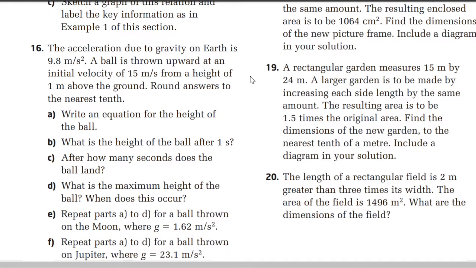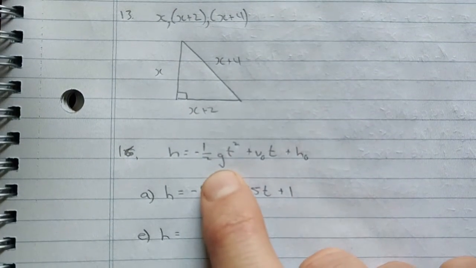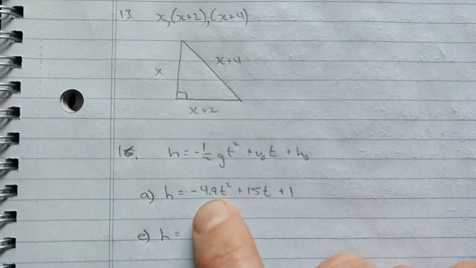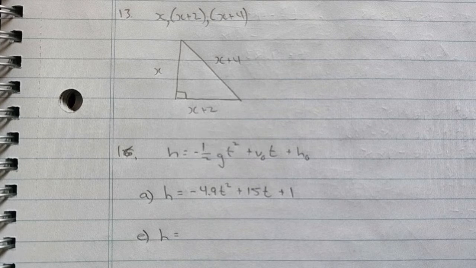Now, E and F have us do the same thing. However, something changes, and that's the gravity. So that's going to change your formula. The formula for E is going to change slightly. Again, it's 1/2 the gravity times t squared. So that's why we get the 4.9 on Earth. But in the case of the Moon, where the gravity is 1.62, half of that is going to be negative 0.81 t squared plus 15t plus 1.